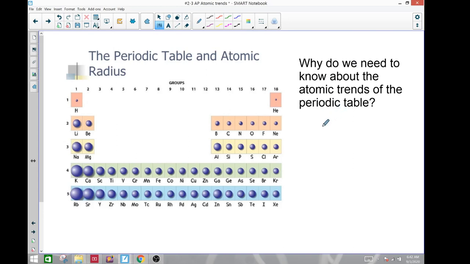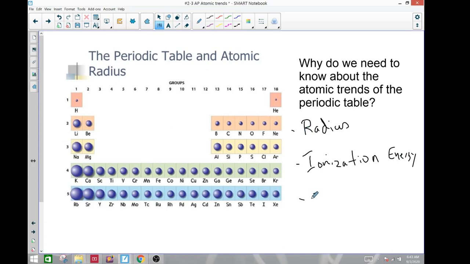There are a couple of different types of them. We have radius, which is being shown here, and radius is probably one of the most common. And we also have ionization energy. These are two of the most common. Like I mentioned, they use them just for application of understanding the atom.